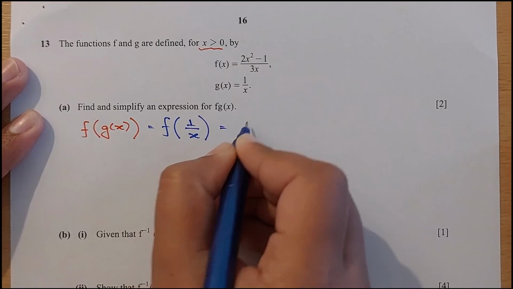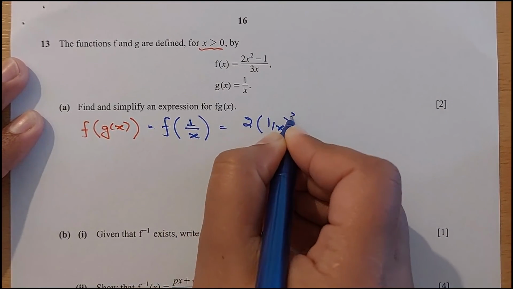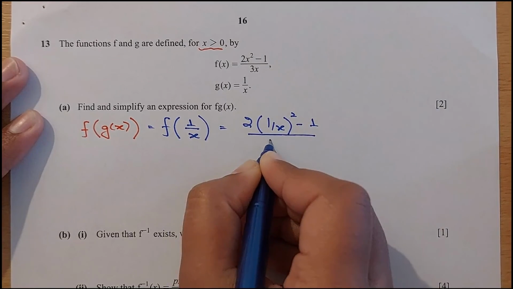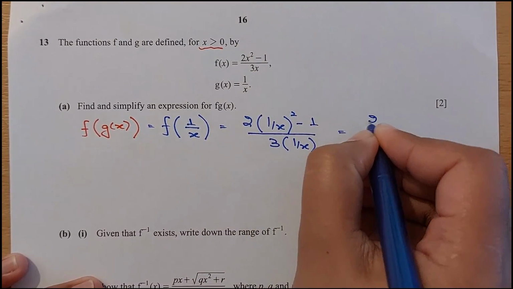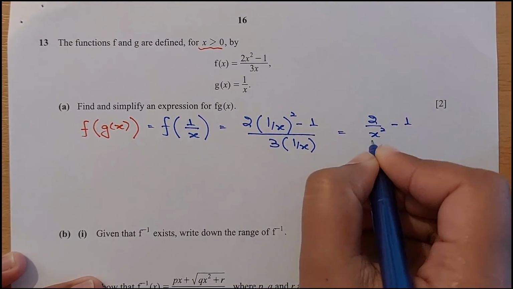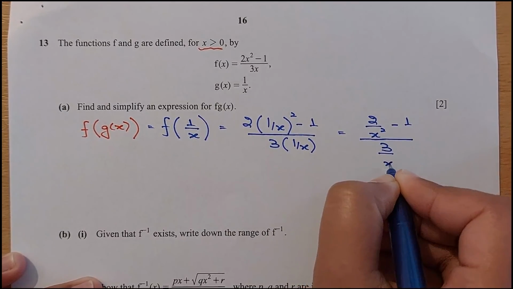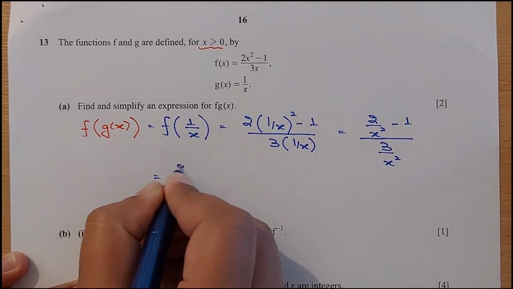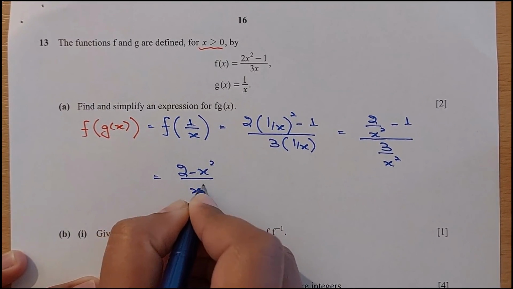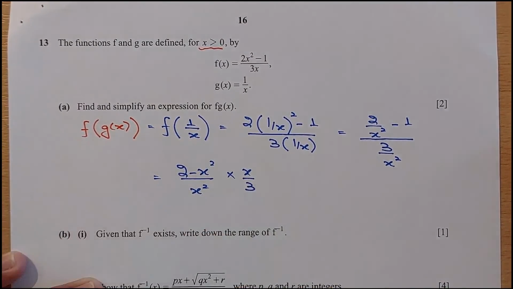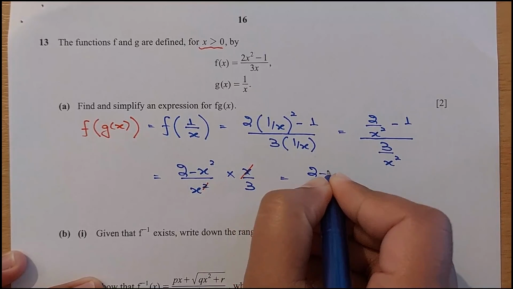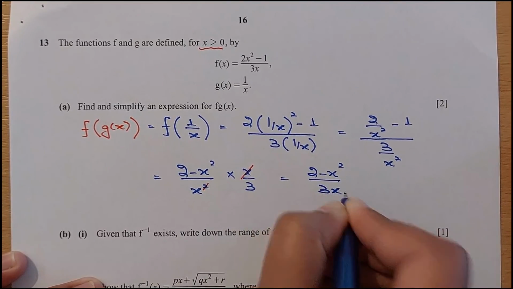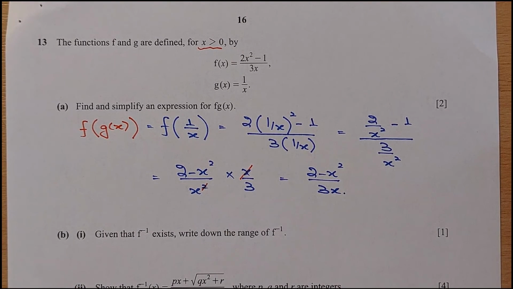Now f of x is equal to 2 times 1 by x square minus 1 over 3 into 1 by x. So here we have 2 over x square minus 1, whole divided by 3 over x. So let me take LCM. We have 2 minus x square divided by x square and then times x by 3. So we can cancel x square with this x, and we are just left with 2 minus x square divided by 3x. Now for the B part 1, given that f inverse exists, write down the range of f inverse.